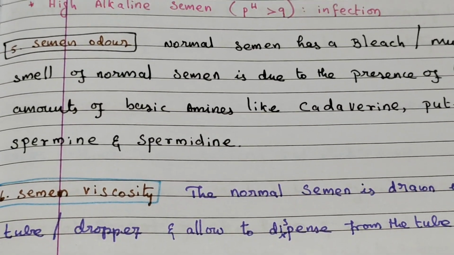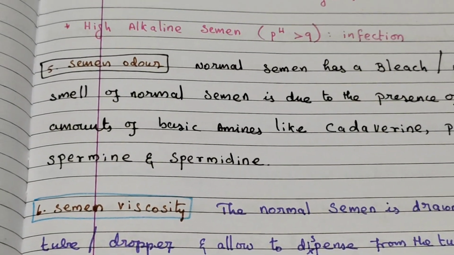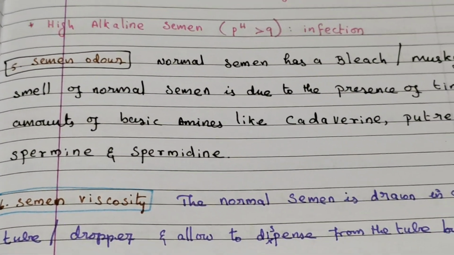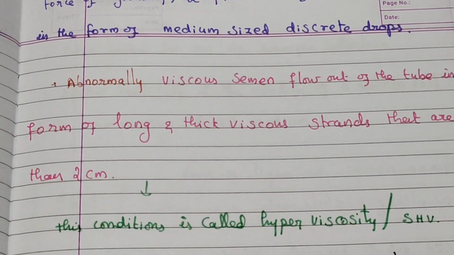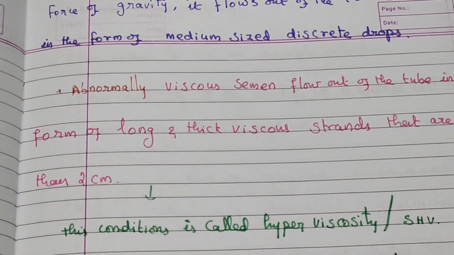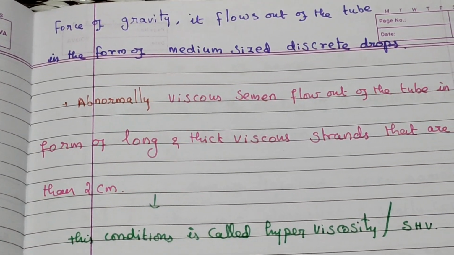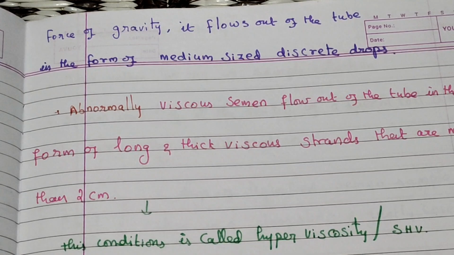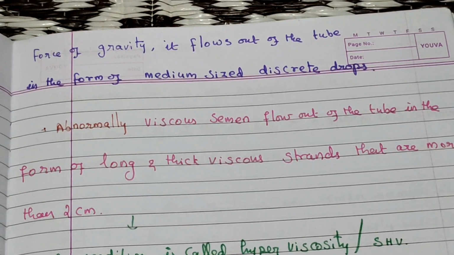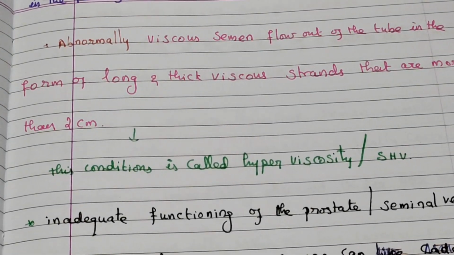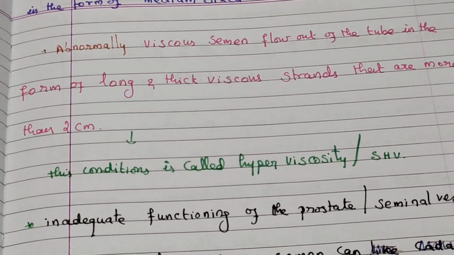Then sixth parameter, semen viscosity. The viscosity of semen is determined on the sample that has already been through liquefaction. When normal semen is drawn in a narrow tube or dropper and allowed to dispense by the force of gravity, it flows out of the tube in the form of medium-sized discrete drops without any trailing strand. Abnormal viscous semen, however, flows out of the tube in the form of long and thick viscous strands that are more than 2 centimeters.